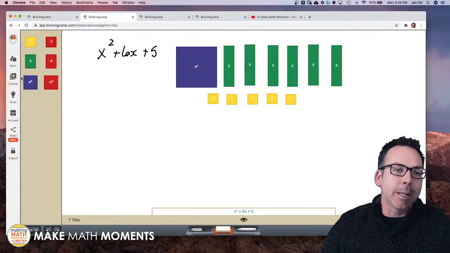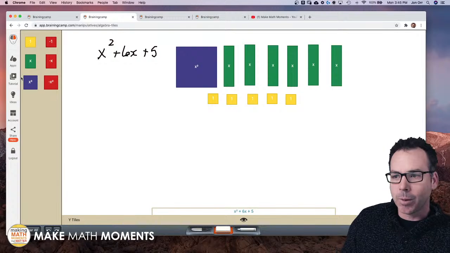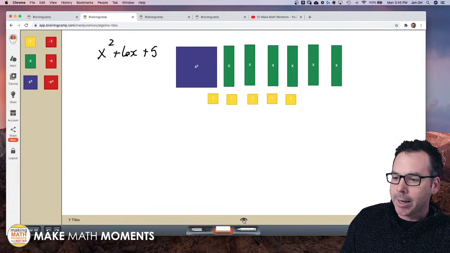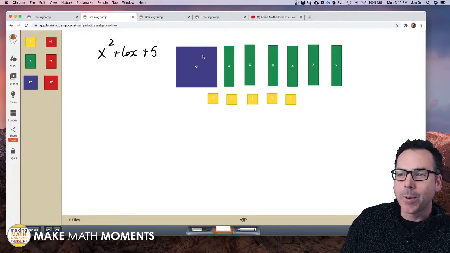So let's do this one. Let's say it's not a perfect square trinomial. I'll set this one up. I've got x squared plus 6x plus 5. And I've got my expression window down here. I'm just going to turn that off so that we can build this square out.